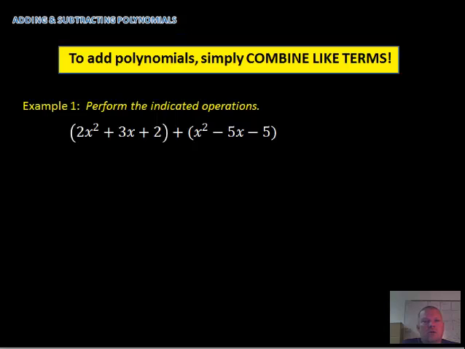Now what you need to remember is that to add things, we're just talking about combining like terms. So to add polynomials, all we're going to do is combine like terms. Remember, like terms are terms that have the same base with the exact same exponent. So we're going to combine those things. Okay, so I'm going to show you how to do that. So let's go ahead and get started.